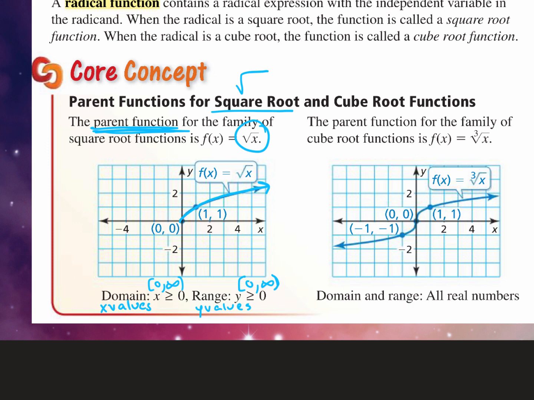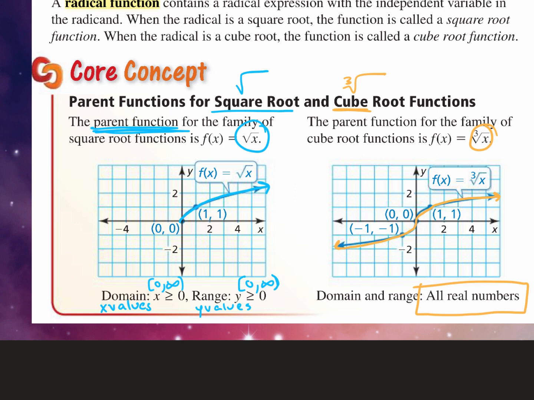Our cube root functions are when we have the 3 as our index, so we're looking at the cube root of x. So those graphs have this shape. It's kind of like the same shape as the square root, but it also has that negative part too, because we can have negatives under cube roots, but we can't have negatives under a square root. And then our domain and range, anytime our index is 3, our domain and range is all real numbers.